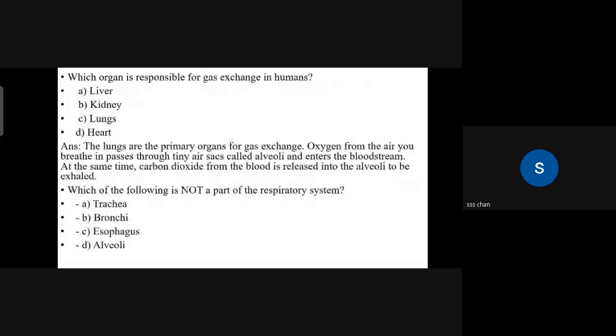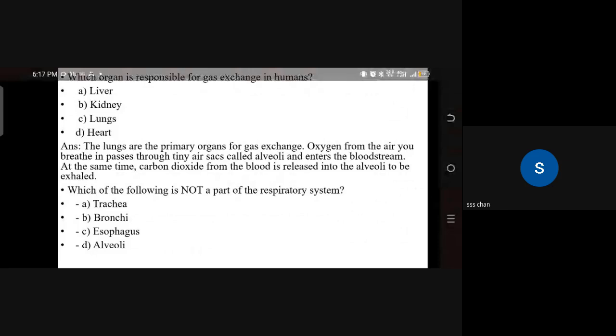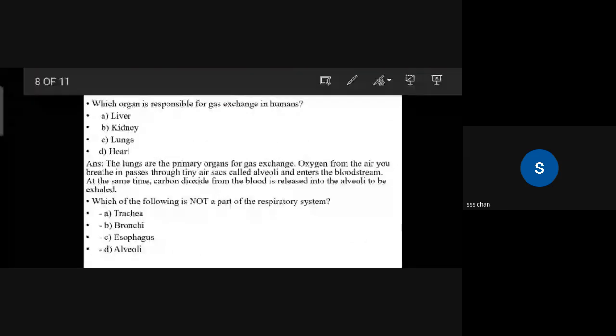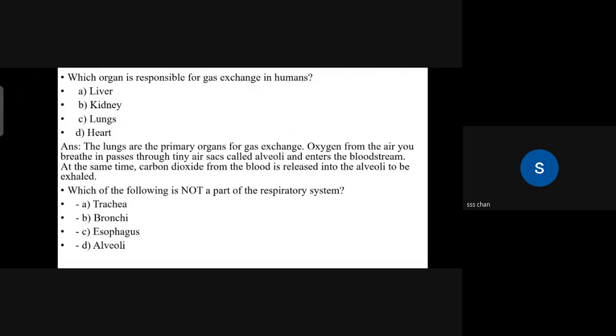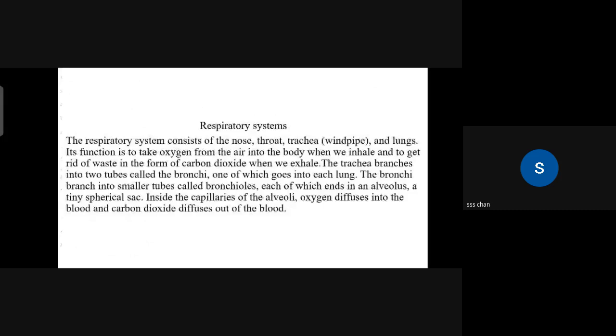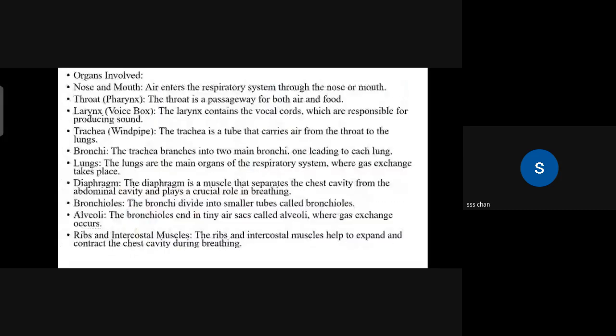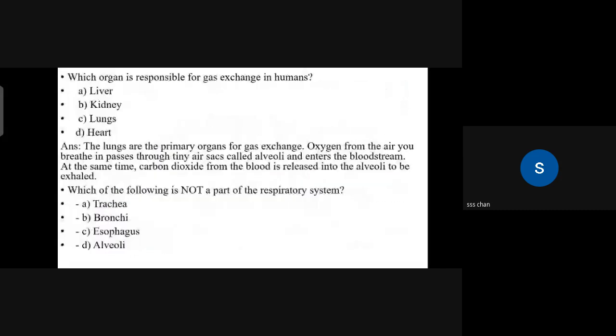Which organ is responsible for gaseous exchange in humans? A, liver. B, kidney. C, your lungs. D, your heart. This one is very simple. The lungs is a very important part of the respiratory system, which is responsible for gaseous exchange. The gaseous exchange involves two gases, which are your oxygen and your carbon dioxide.